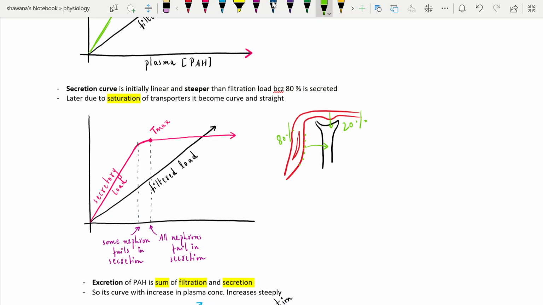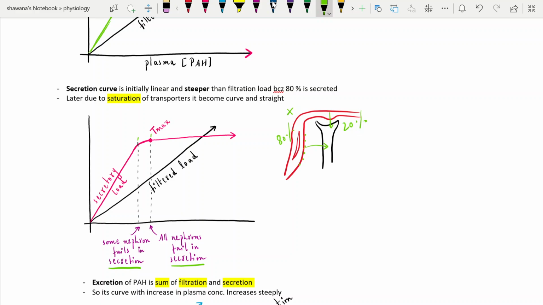It means that some of the nephrons show this phenomenon earlier and another group of nephrons show the decrease in secretion of para-aminohippuric acid later. What does it mean? It means that when the secretory load starts to increase, a point comes when some nephrons fail in secretion. They are not capable of secretion. So the secretory load starts to curve, and next a point comes when all of the nephrons collectively reach their transport maximum in secreting para-aminohippuric acid into the lumen.